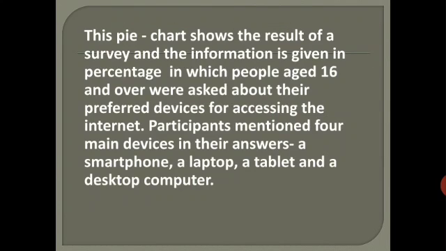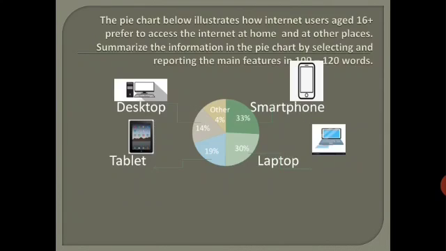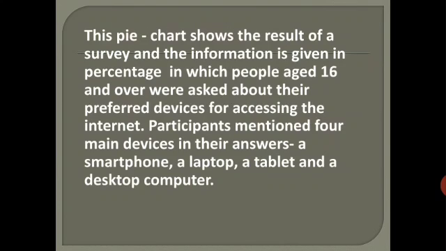Now let us see how to write the paragraph. This is a pie chart, there is no doubt. In the middle you can see it is in the form of a pie, so it is called a pie chart. This pie chart shows the result of a survey, and the information is given in percentages, in which people aged 16 and over were asked about their preferred devices for accessing the internet. If you find this sentence a bit lengthy, you can also make it into two.